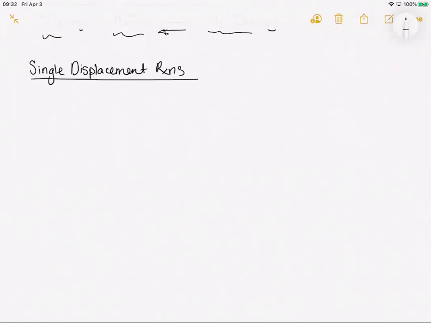So there are two different types. The first one that I'm going to look at is cations displacing cations, so mostly it's metals displacing metals. The first example of this is simple metal displacement.